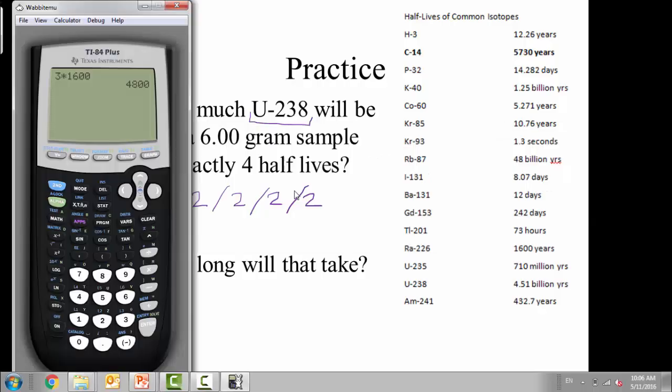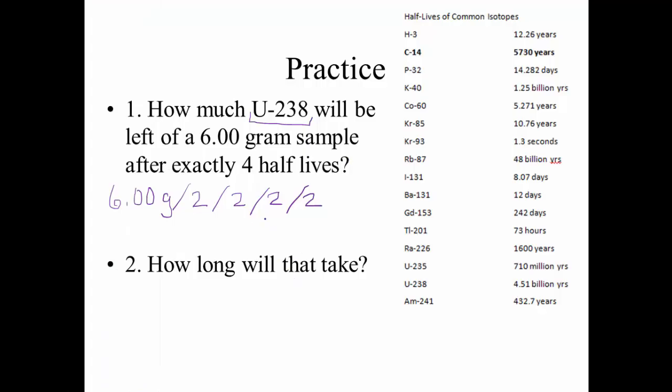So I'm going to switch over to my calculator, and I'm going to put in 6, and I'm going to divide by 2. Divide by 2, divide by 2, divide by 2. So I'm going to divide by 2 4 times, and we see that the final amount left over is 0.375 grams. And that's consistent with my original mass, 3 sig figs. So 0.375 grams.